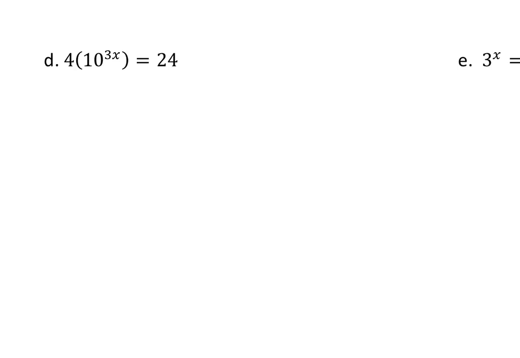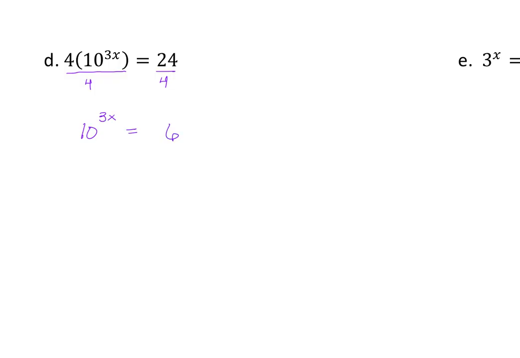All right, the next one we have is example D. We're going to start getting into a little bit more complex examples. Okay, for this one, the thing that I noticed first off is that I do have something outside my exponential. And so the first thing I want to do is isolate my exponential. In order to do that, we're going to go ahead and divide both sides by 4. All right, we get 10 to the 3x equals 6.